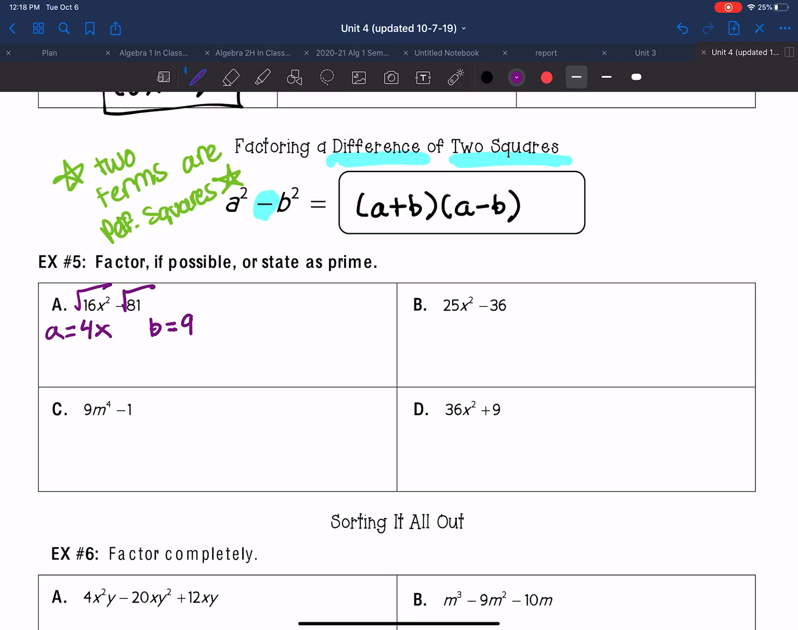So now I know that those are perfect squares because they come out clean. I can plug these into this rule right here. So A plus B times A minus B. I have 4x plus 9 times 4x minus 9.